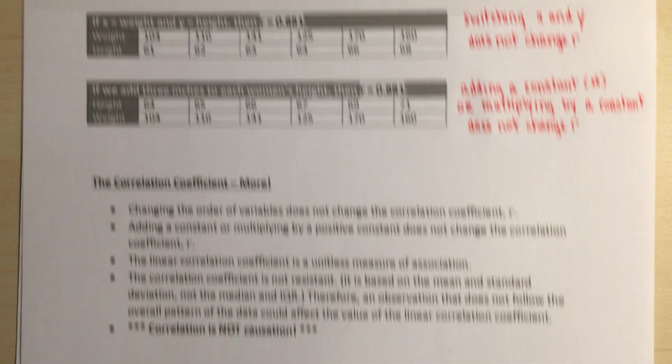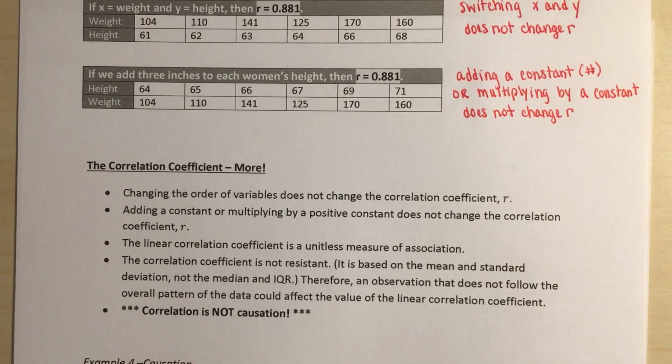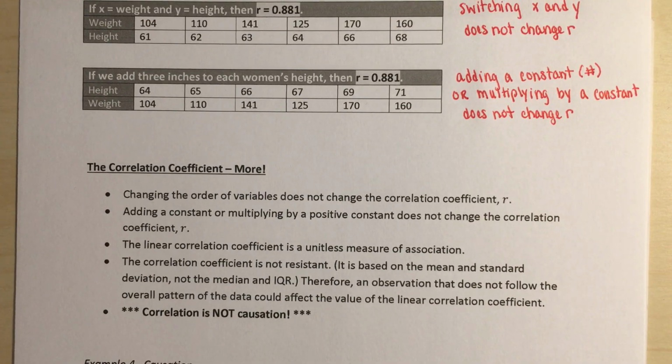And then what we see in this paragraph below is a little more information about our correlation coefficient, including the stuff that we just looked at. Changing the order of our variables does not change our correlation coefficient. Adding or multiplying by a positive constant does not change the correlation coefficient. So what that means is our linear correlation coefficient is a unitless measurement of association. So kind of like our z-score, we don't have any units labeled on the end. We just have r is equal to some number.